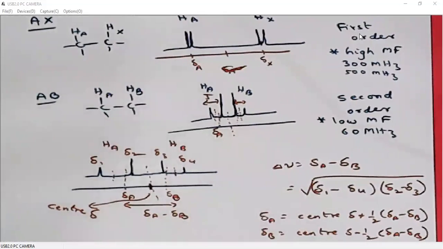Center delta minus half of delta A minus delta B.